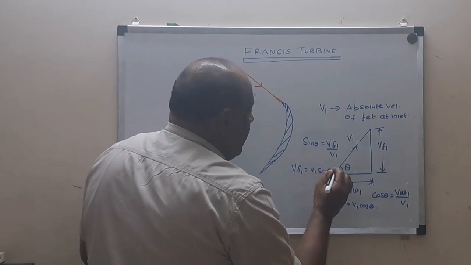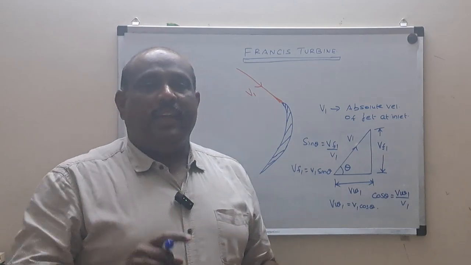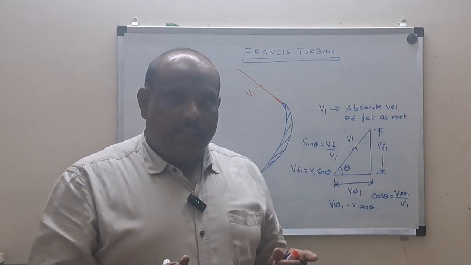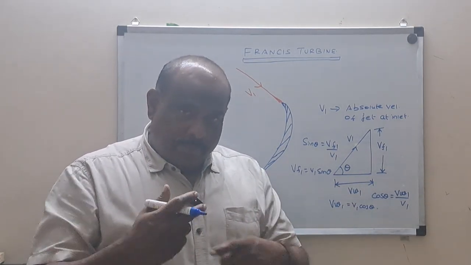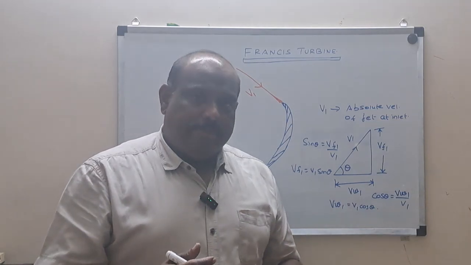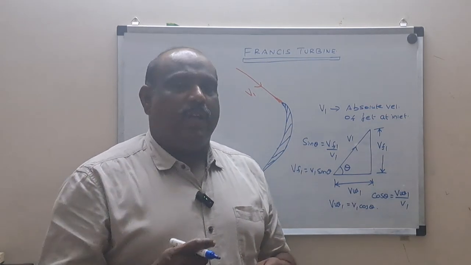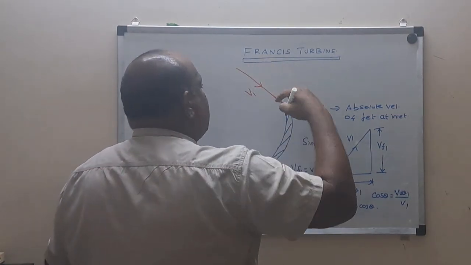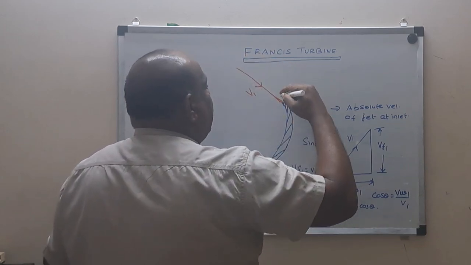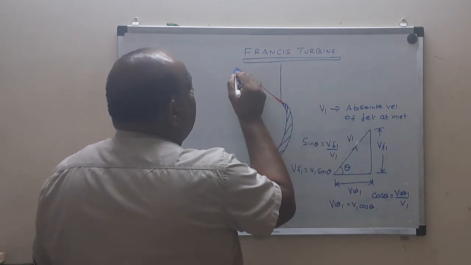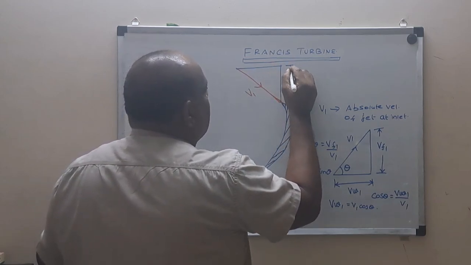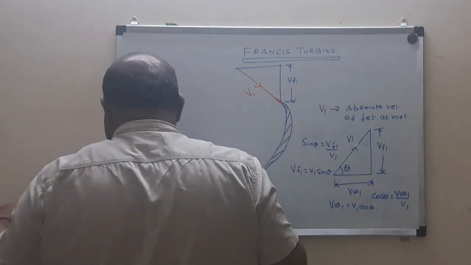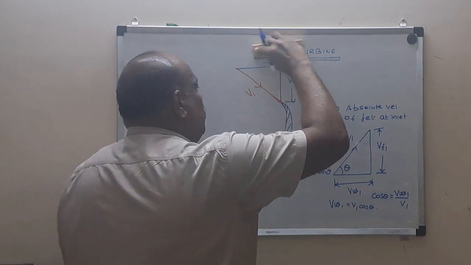So we can see whenever the absolute velocity is neither vertical nor horizontal, it is inclined, and it can be resolved into a horizontal component and a vertical component. The horizontal component will give me the whirl velocity and the vertical component will give me the flow velocity. I hope you could get those points. So now V1 is the absolute velocity of the jet. Since it's inclined, it can be resolved into vertical and horizontal. This vertical component is called my VF1. This horizontal component is called what? I hope I can erase this Francis turbine to make use of the space.